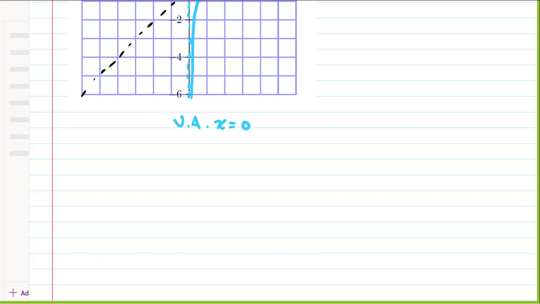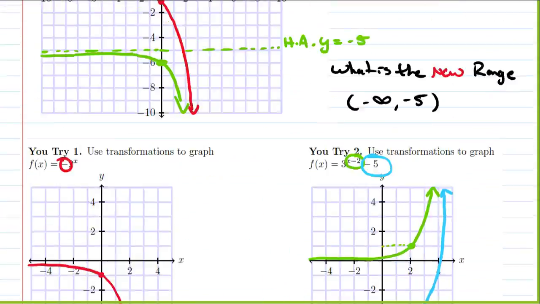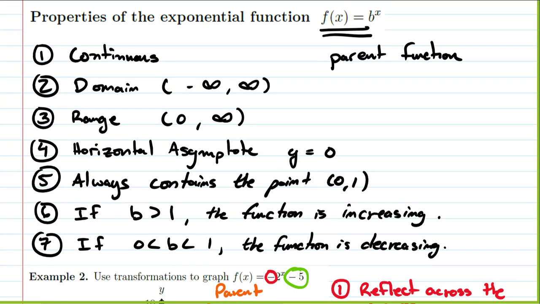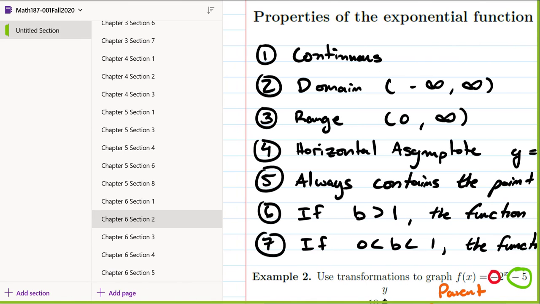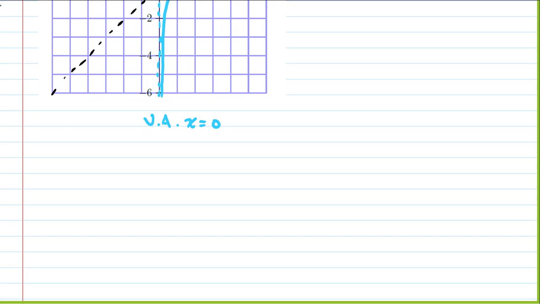So we had our laundry list of facts from our previous section that we know about the exponential function. It's continuous, we know its domain, we know its range, its horizontal asymptote, it always contains this point, and increasing and decreasing. Turns out that for the inverse function, we know all of these same things because we know them for the original.